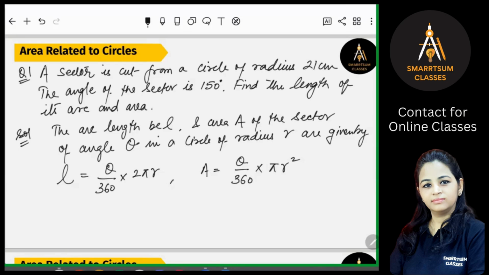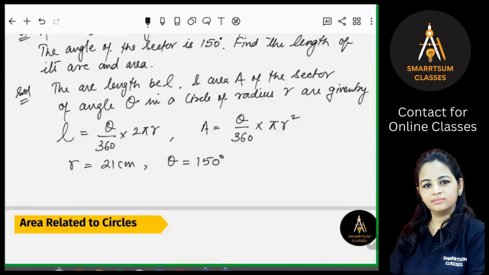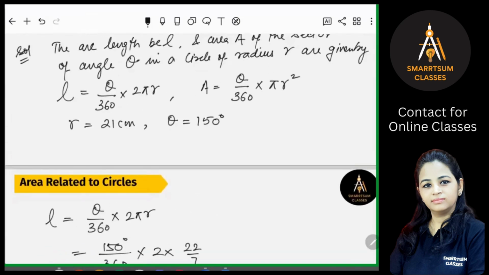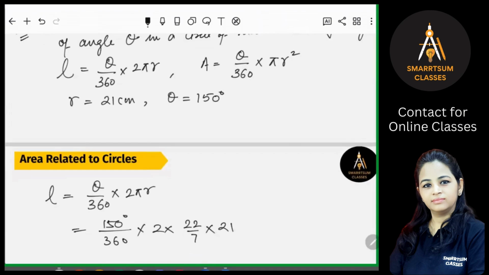Okay. So now here r is the radius, which is 21 centimeter of the circle. Theta is 150 degree. So we will put the values here. So L will be equal to theta upon 360 into 2 pi r, the values. Theta is 150 degree. It is given here upon 360 into 2 into 22 by 7. The value of pi is 22 by 7 into r. Radius is 21 centimeter.